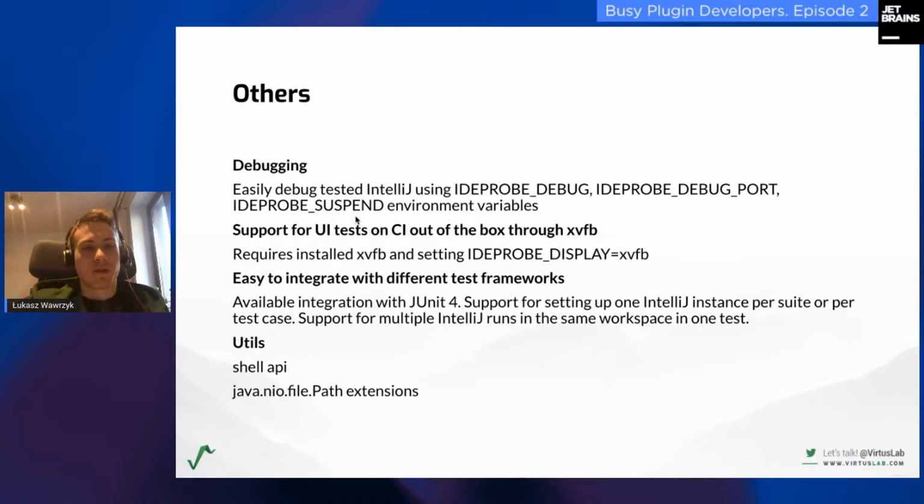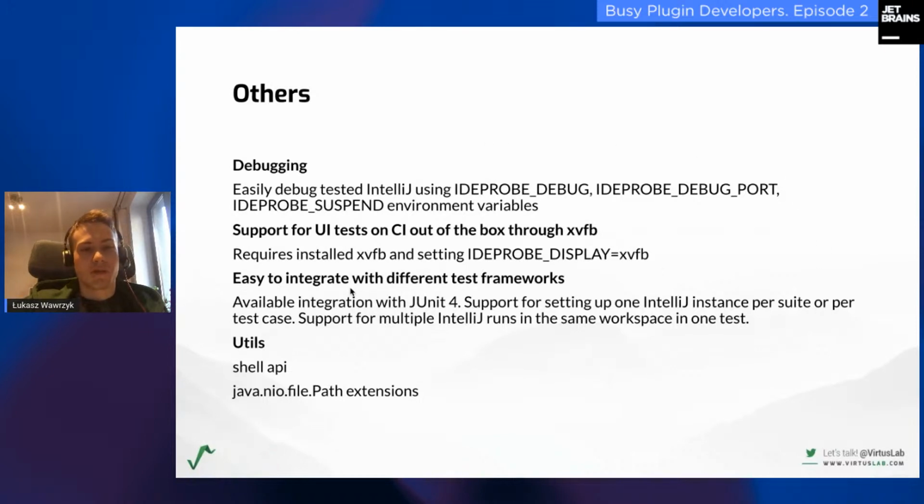We support UI tests on CI out of the box through XVFB. And this is X virtual frame buffer, and it supports running a window environment on CI. So you only need to install XVFB on your CI in Docker, for example, and set environment variable ide-probe display to XVFB. By default, it uses native and it just opens the window on your screen.